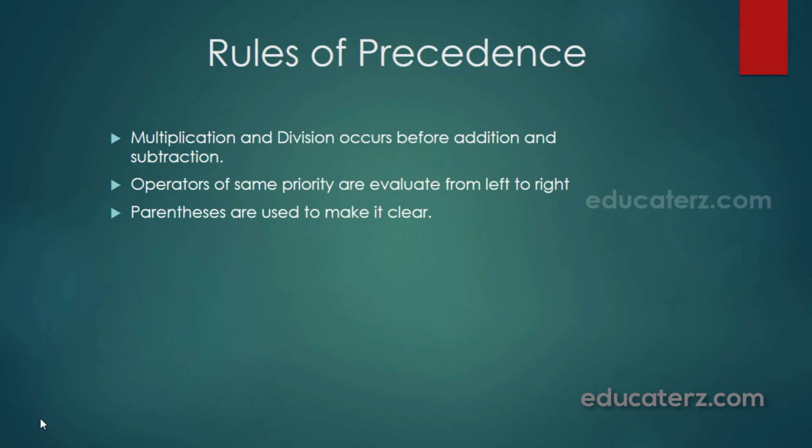Rules of precedence. Multiplication and division occur before addition and subtraction. That means multiplication and division have higher priority than addition and subtraction. Operators of the same priority are evaluated from left to right. Parentheses are used to make it more clear.